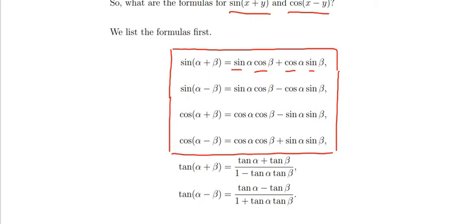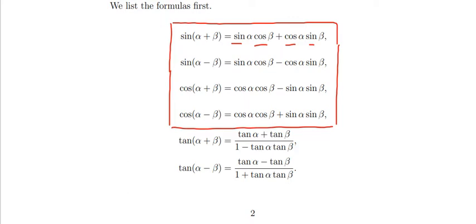For example, tangent. We can regard tangent as sine over cosine. So from this relationship, we can get the formula for tangent of alpha plus beta or tangent of alpha minus beta. So we just listed them here, and we just use these formulas. We don't need to derive them again and again, right? So here we also listed the tangent of alpha plus beta and tangent of alpha minus beta.